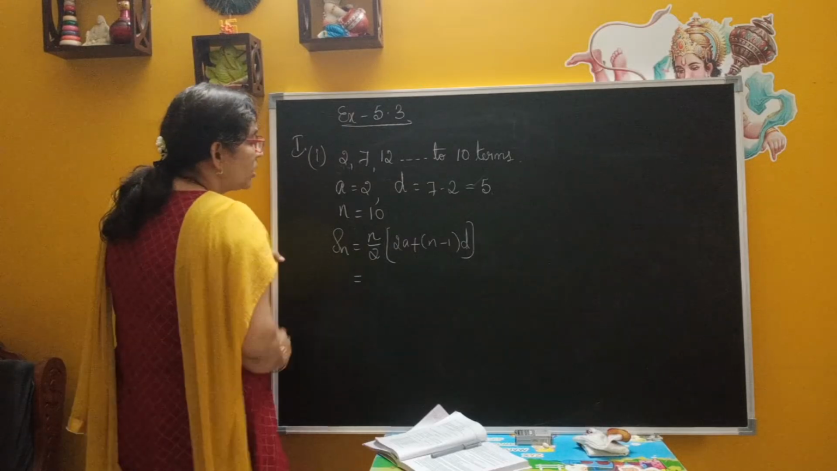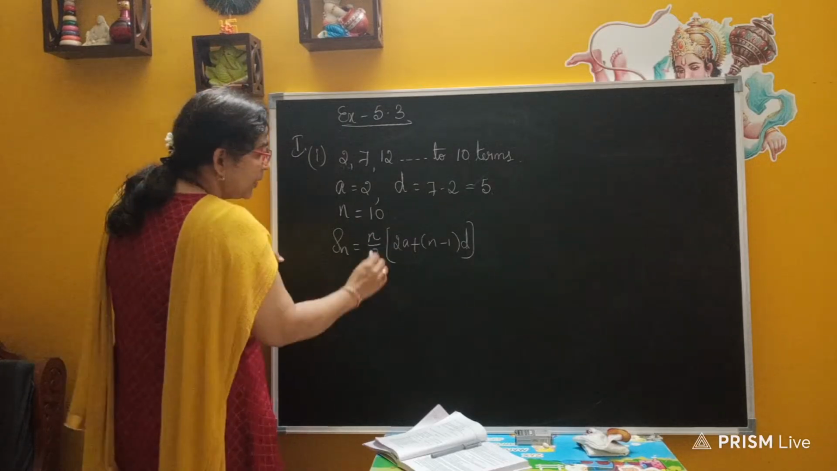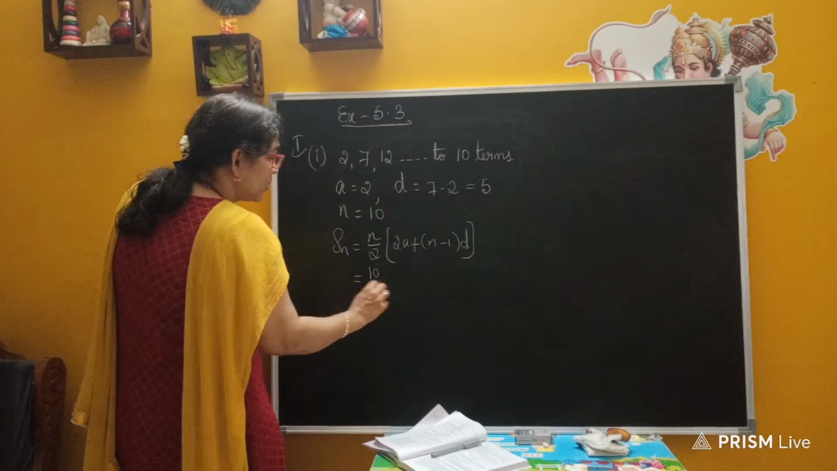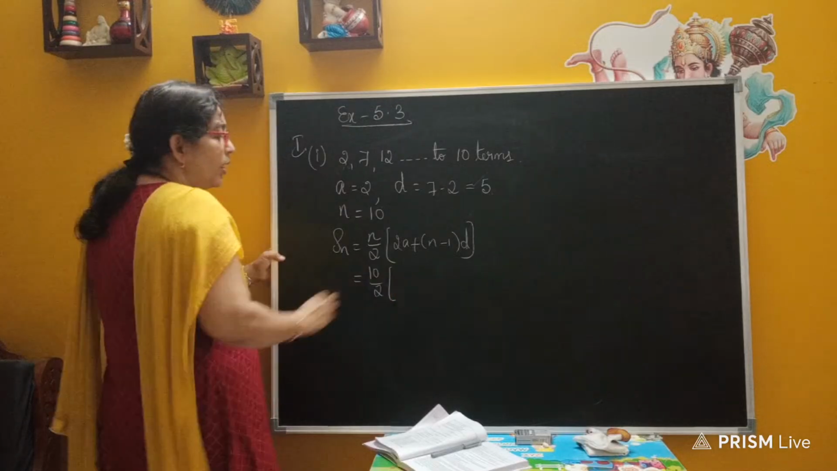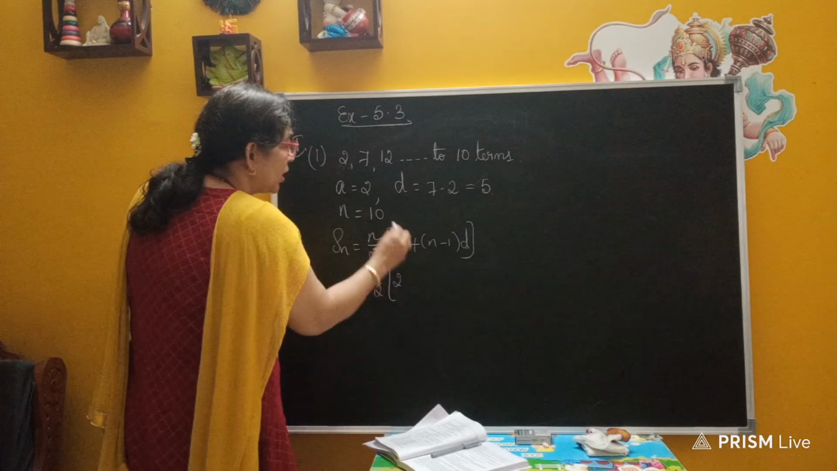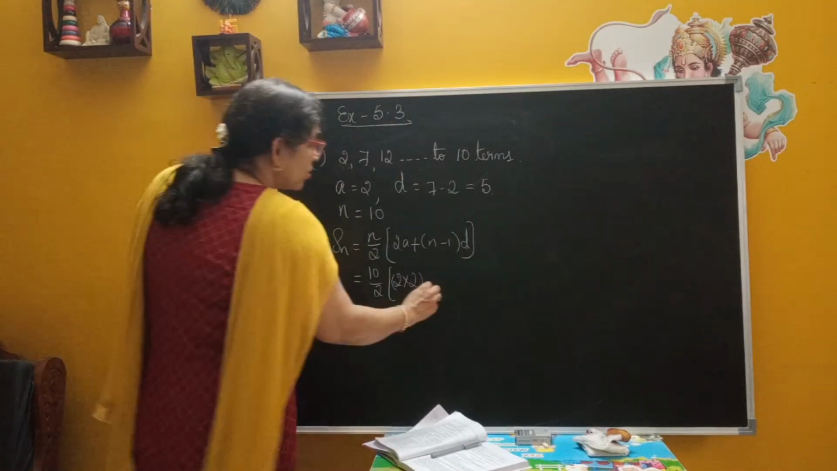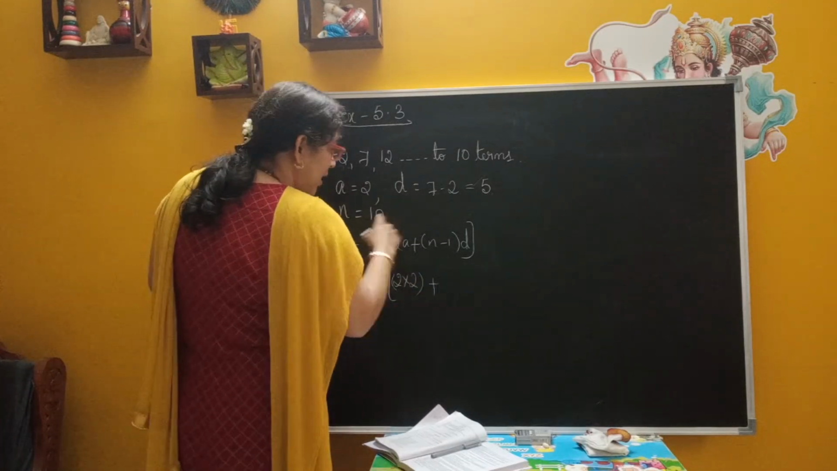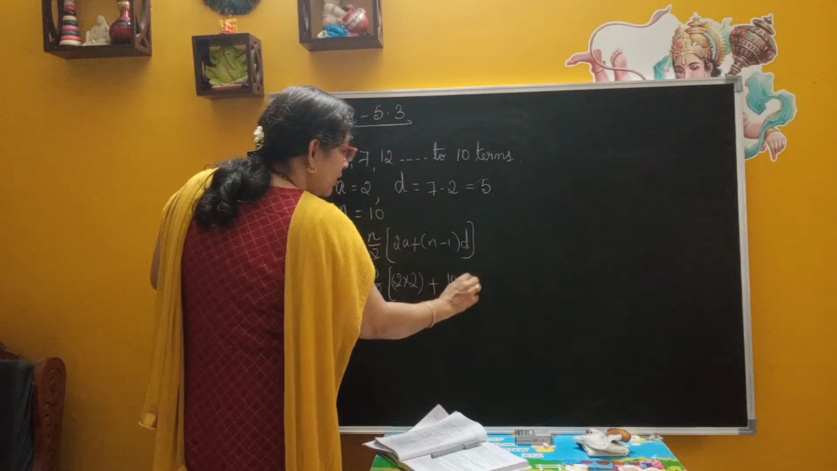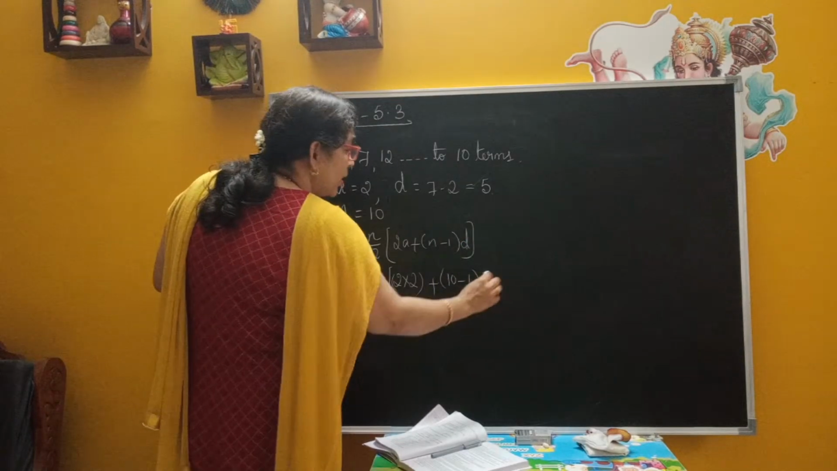So here n by 2, the n value is 10, so 10 by 2. 2a, that is 2 into a, which is 2, so 2 into 2, plus n minus 1, which is 10 minus 1, that is 9, into d, the d value, which is 5.